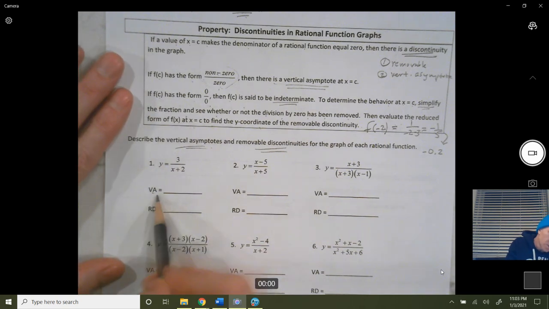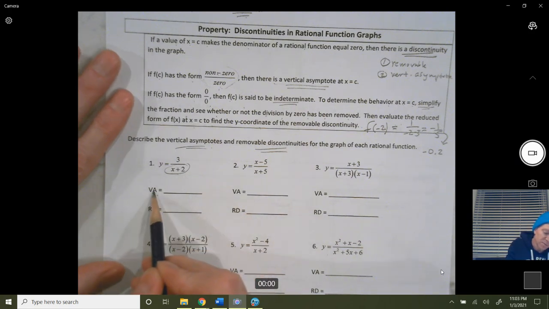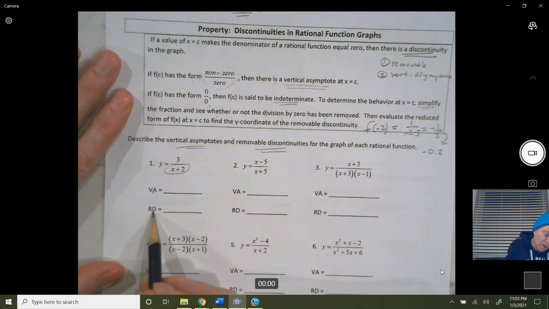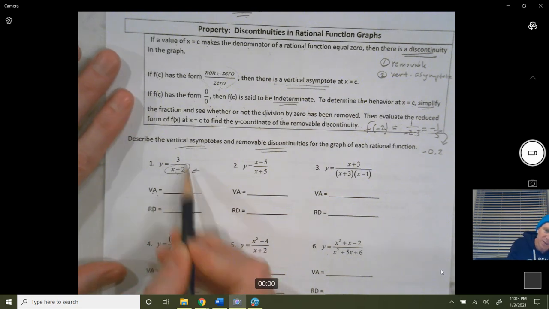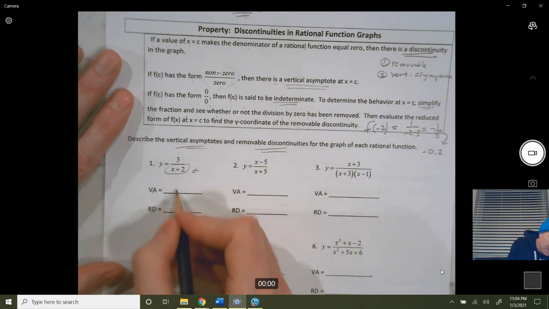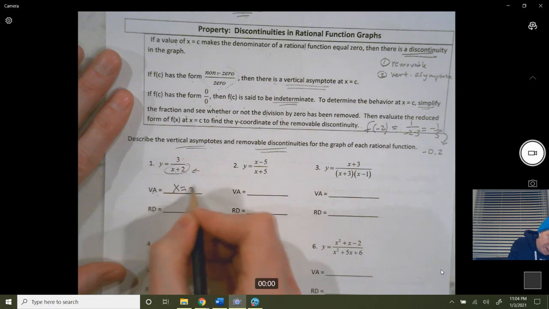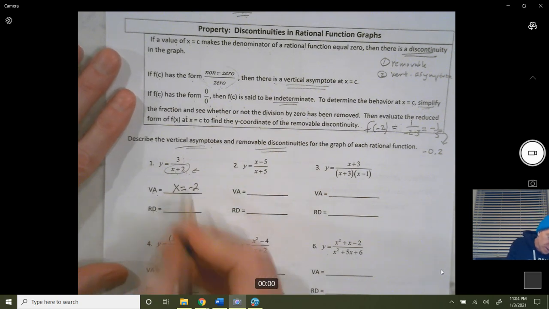Okay. So here, the only discontinuity is when x is -2. Now, is that a vertical asymptote or a removable discontinuity? Well, it's a vertical asymptote because this thing doesn't cancel with something up here. So the vertical line is going to be the line x equals -2. Make sure you get that in equation of a line. Removable discontinuity, there's none.